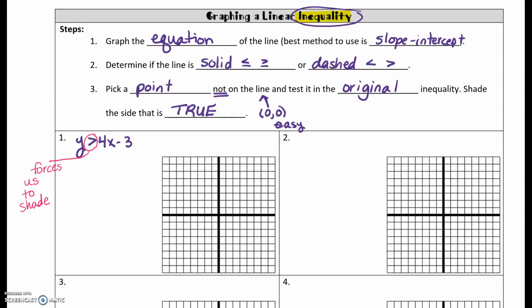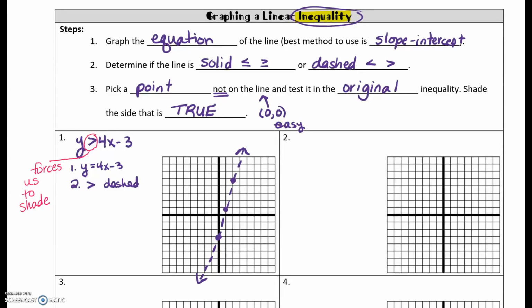We are going to graph this just like normal. Step 1 says graph the equation. I'm going to treat this equation just like slope-intercept form, y equals 4x minus 3. So I graph the negative 3, I count up 4 over 1, up 4 over 1, and I see if it's going to be solid. Step 2, I'm dealing with a greater than, so that is going to be dashed. So I come through here and I dash my line. Make sure you can tell that it is dashed.